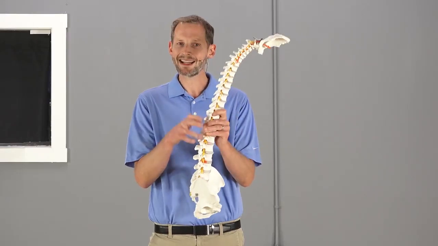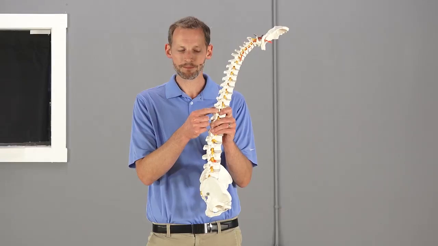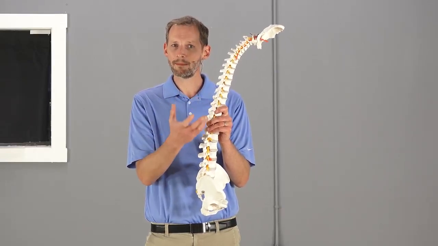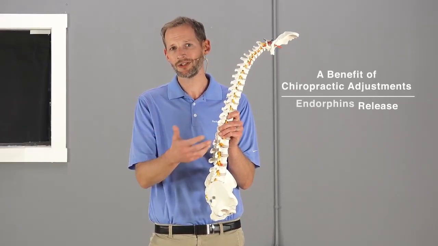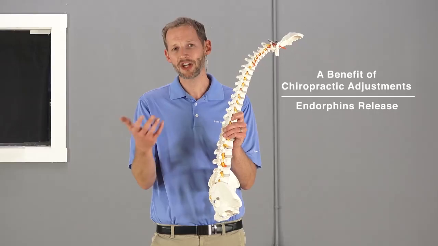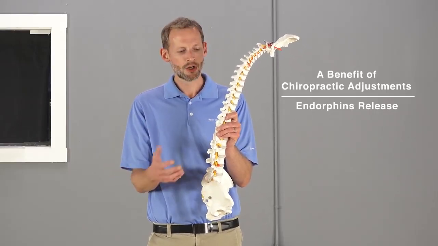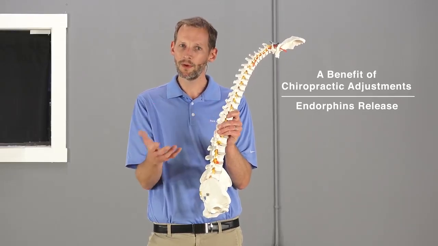So we're getting that noise most of the time, not all the time, but a lot of times you'll hear that noise. And when you get a good adjustment or you get a good release, you're going to get better movement to the joint. And one of the benefits of chiropractic adjustment is you'll see an endorphin release. That's generally why people actually feel good getting adjusted. So we're releasing that gas, we're getting that better motion in there, and people move better and start to feel better.